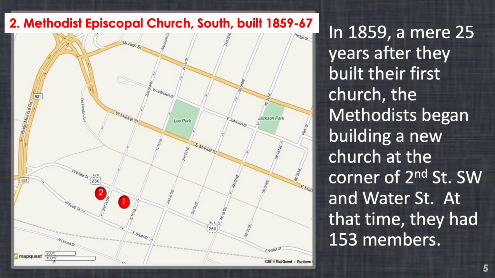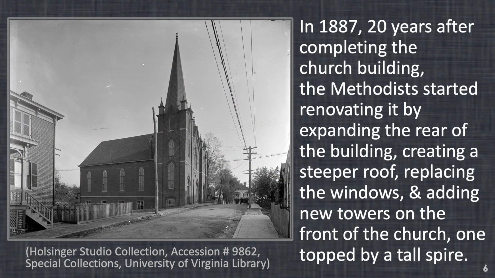In 1859, a mere 25 years after they built their first church, Charlottesville Methodists began building a new church at the corner of 2nd Street Southwest and Water Street. Construction was interrupted by the Civil War and was not completed until 1867. Afterward, they tore down their old church. At that time, they had 153 members. This new church was the Methodist Episcopal Church South and is sometimes referred to as the old Water Street Church. These early Methodists were obviously builders.